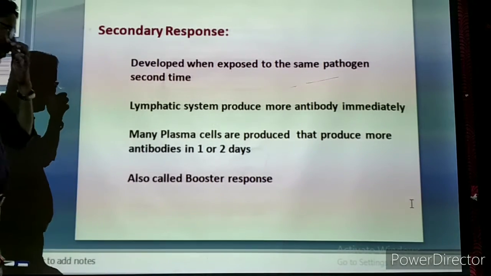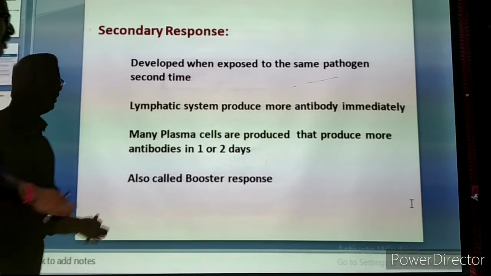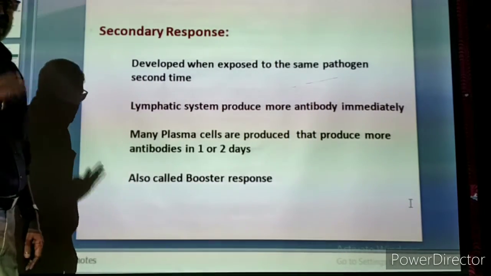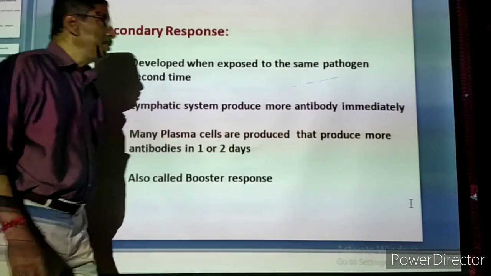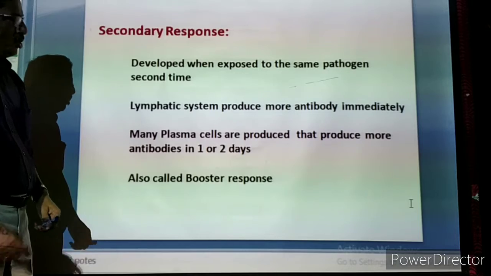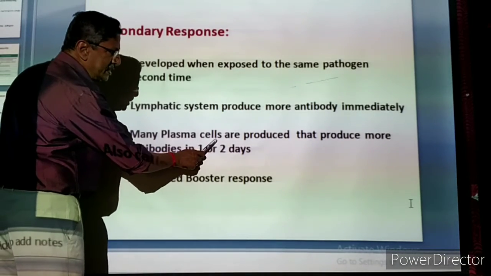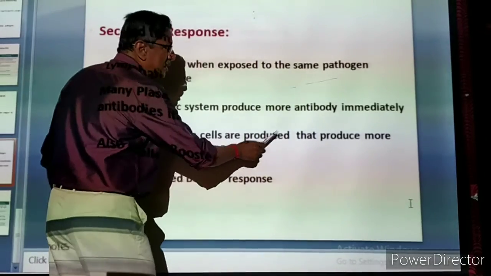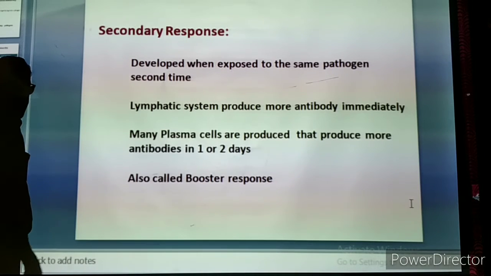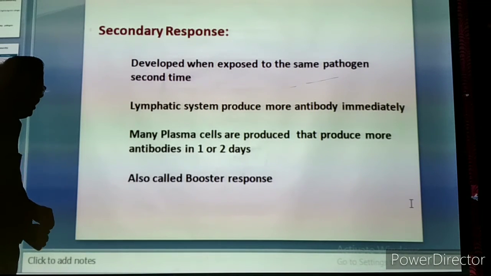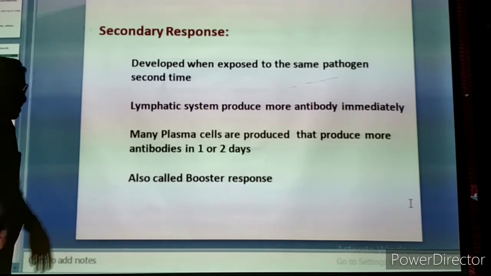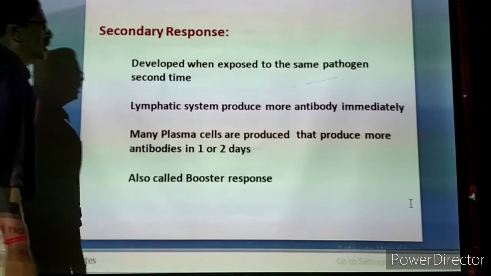The lymphatic system, meaning the lymph vessels, lymph nodes, everything, produces more antibody immediately because it has already learned how to produce. Very quickly the antibody will be produced in enormous quantity, and they can immediately act on the microorganism. Many plasma cells, which are white blood cells, are produced that produce more antibodies in 1 or 2 days. It won't take a long time. It is also called the booster response. It is very effective, a large and very strong response. That is called the booster response.